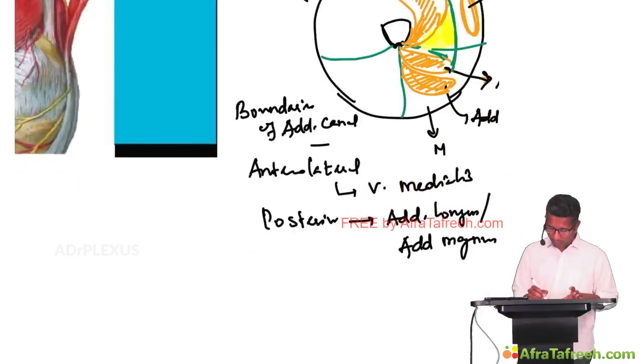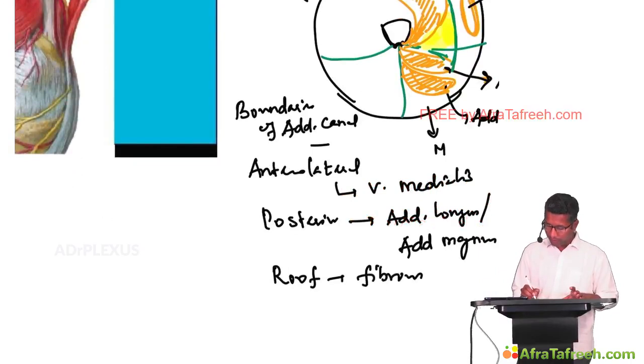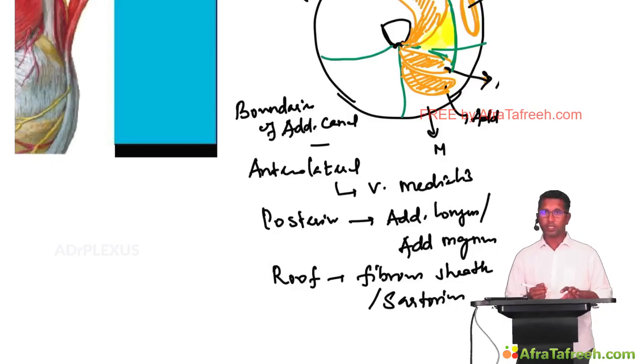And what is the roof formed by? The roof is formed by the fibrous sheath extending between these two muscles. And over the roof you also have the sartorius muscle.